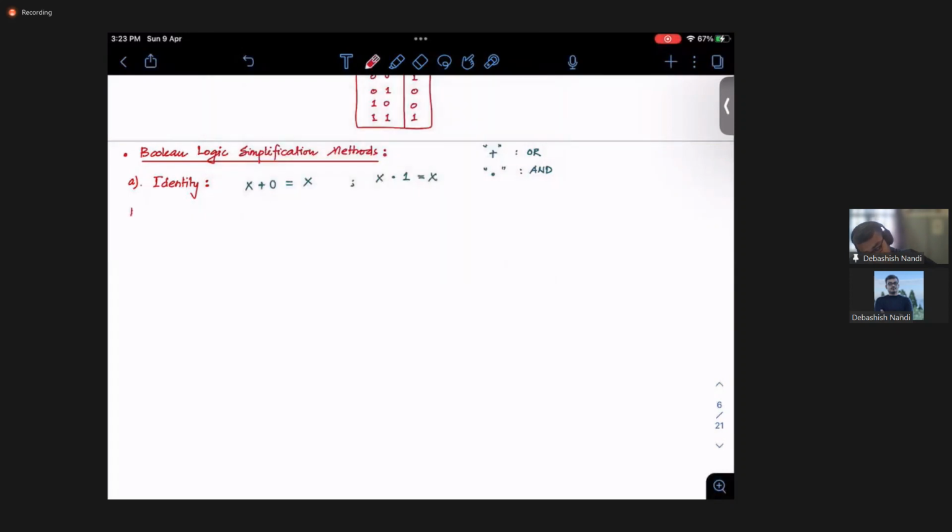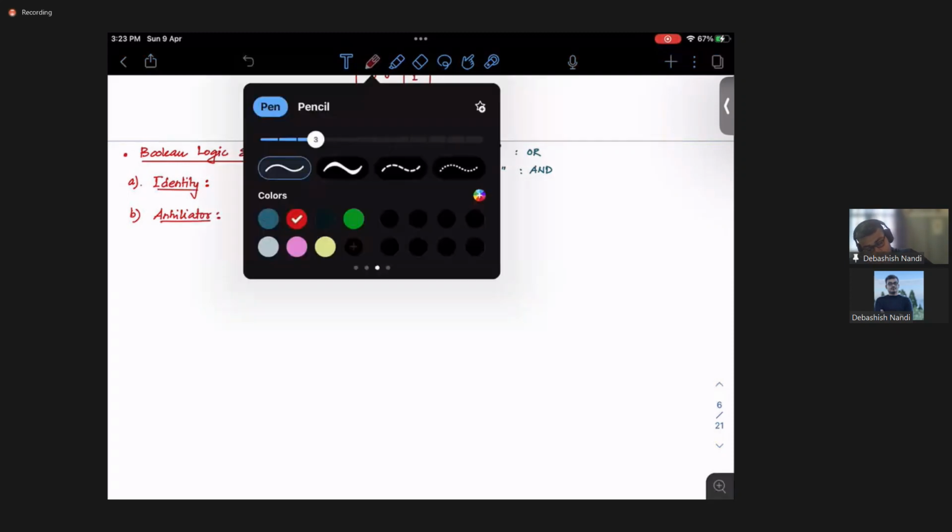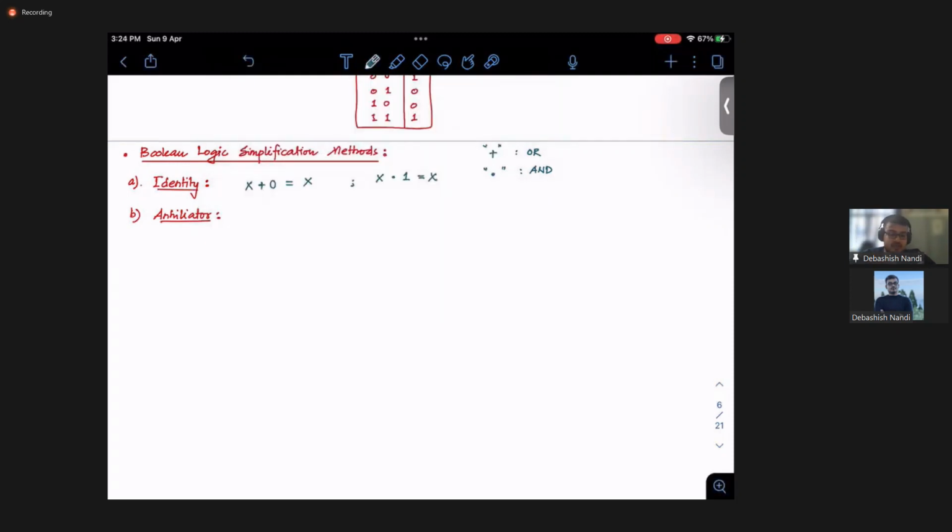Now the next one is the annihilator. You may not need to remember these properties, because when you get accustomed to this kind of thing by repeatedly doing it, you will very easily get a knack of it, right? So x OR 1 will be 1, okay, and x AND 0 will be 0. By the way, how does this come about?